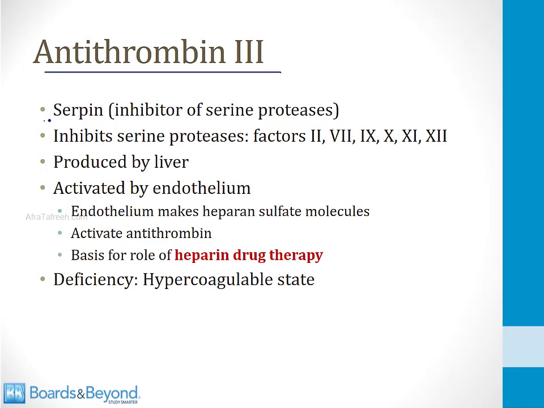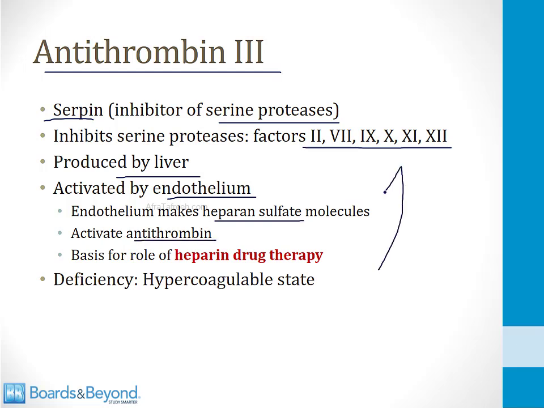Antithrombin 3 is a serpin, which means it is an inhibitor of serine proteases. And as I told you before, many coagulation factors are serine proteases, and a number of these are inhibited by antithrombin 3, including factors 2, 7, 9, 10, 11, and 12. It's produced by the liver and it's activated by the endothelium. The way that the endothelium activates antithrombin 3 is by making a substance called heparan sulfate. These molecules activate antithrombin, and then it exerts its role on these clotting factors.